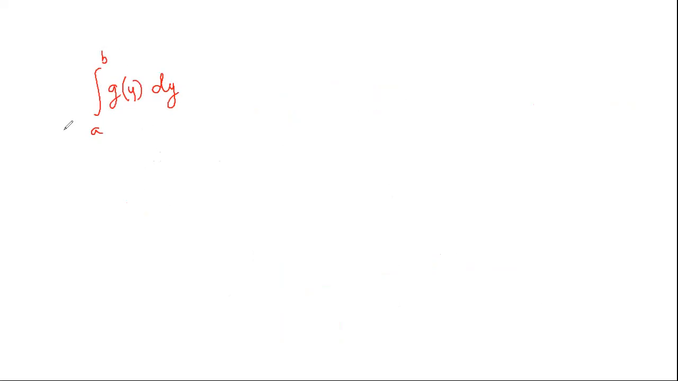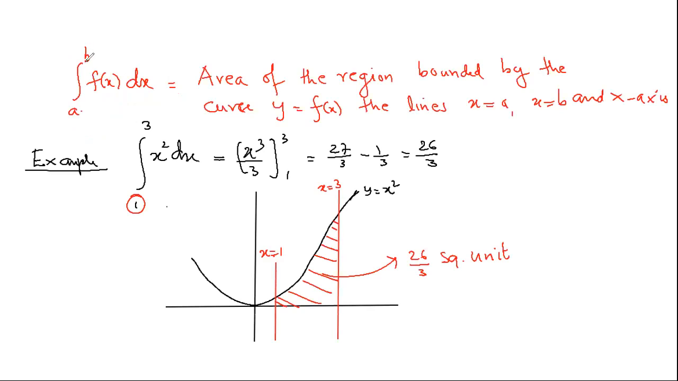Now the variable is y. So this is y equal to a and y equal to b. Just look at the previous one. I have not written x equal to a and x equal to b. It is automatically understood because the variable is x. So the x coordinate will be the upper limit and lower limit. If the variable is y, whatever number you write will be the y coordinate.